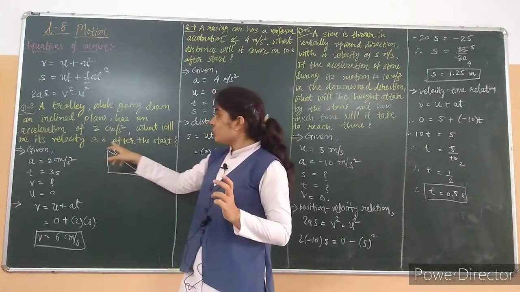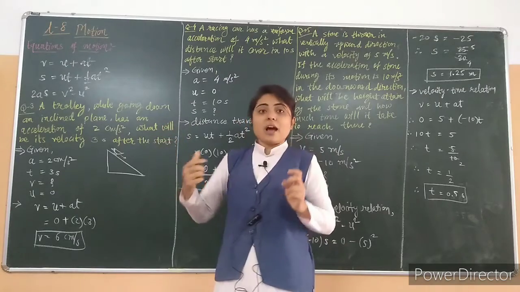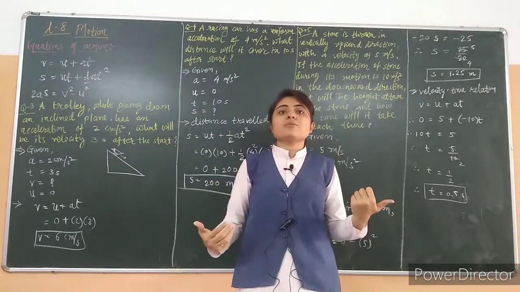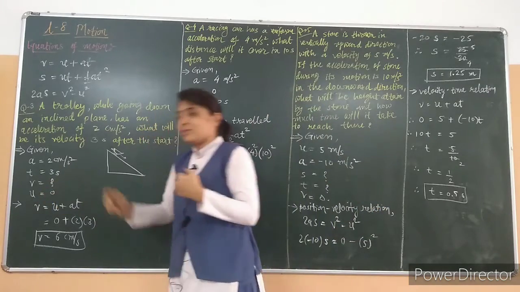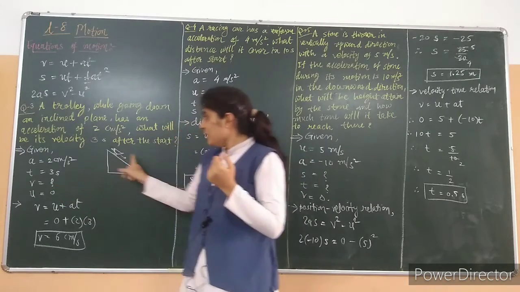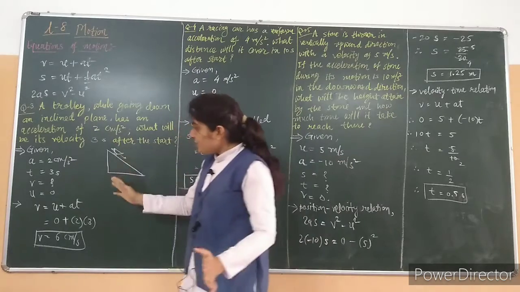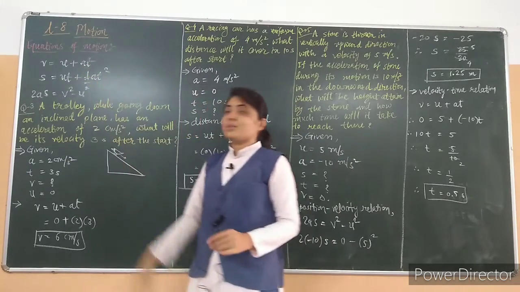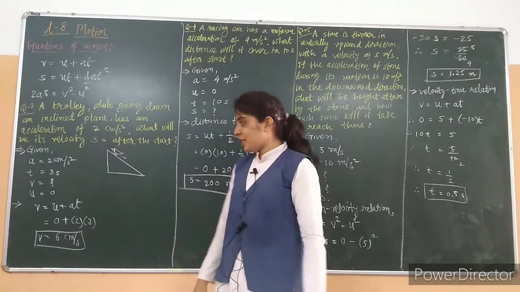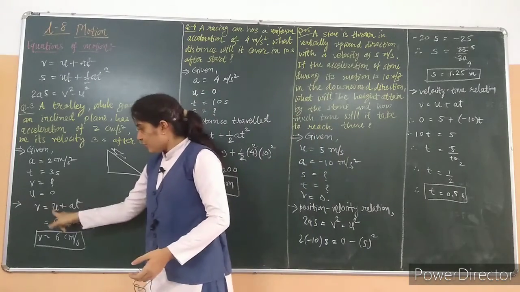What will be its velocity 3 seconds after the start? This is the key word. It starts, after 3 seconds, what will be its velocity? So its initial velocity is 0 because it's after the start. And what will be its final velocity after 3 seconds? So final velocity we need to find, v. Simple. We have the first equation to find the final velocity. So v is equal to u plus at. We can use this equation, the velocity time relation.